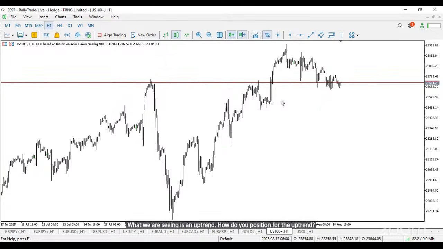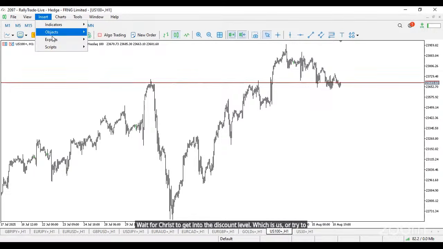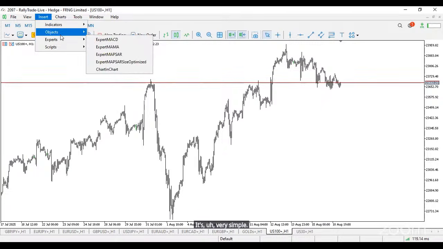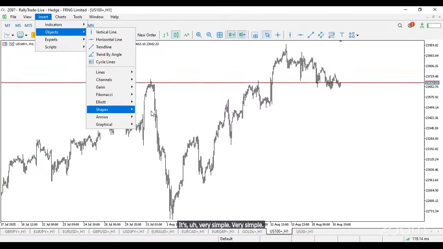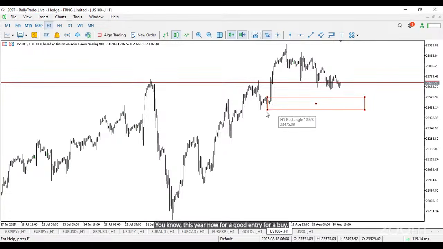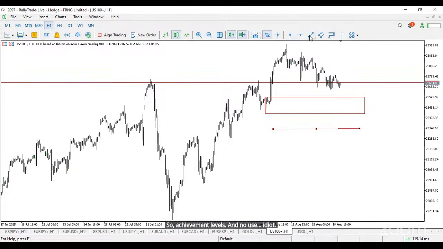Wait for price to get into the discount level, which it has, or try to target the demand areas, which are very simple. Very simple. So in this area now is a good entry for a buy. Due to inducement levels, I can now use the stop, and as a skillful trader, this is where I would define my entry.